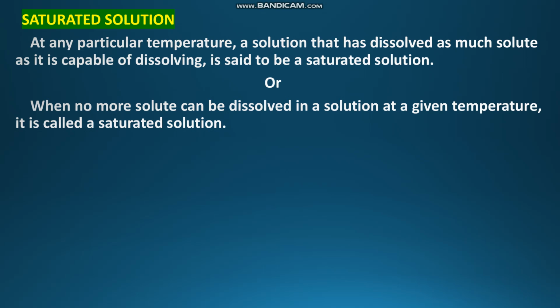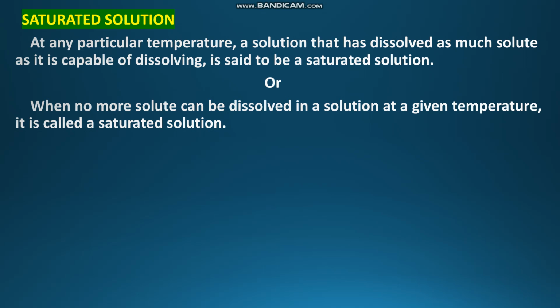Suppose the solution at 37 degrees Celsius, if we are adding little more copper sulfate, whether it will get dissolved? Yes, it will get dissolved. So at 37 degrees Celsius, the same solution, we cannot say it is a saturated solution. What is the reason? Again we can add the solute. So at each temperature, the saturation level is different. That's the reason we are using the term at any particular temperature or at a given temperature. For example, at room temperature, it was a saturated solution. When we increase the temperature, it is not a saturated solution. Again, we can add the solute and it will get dissolved.